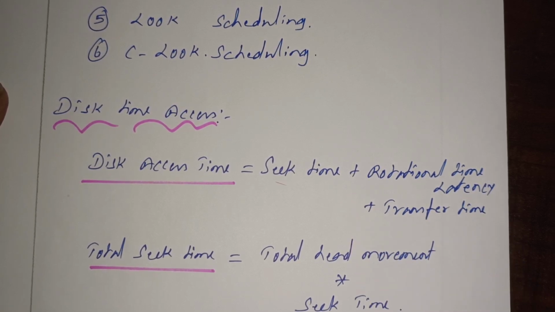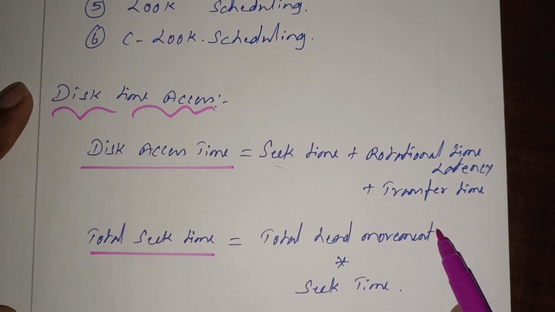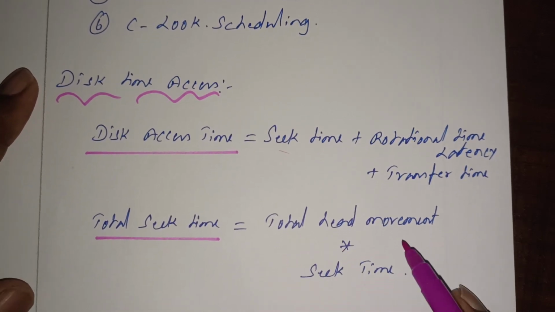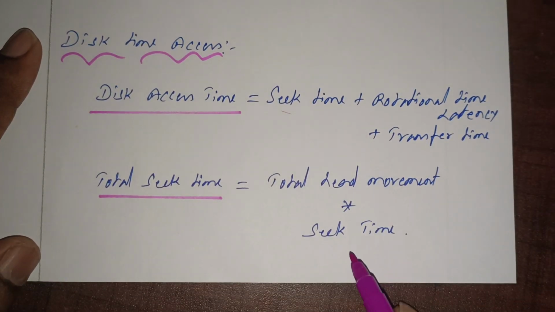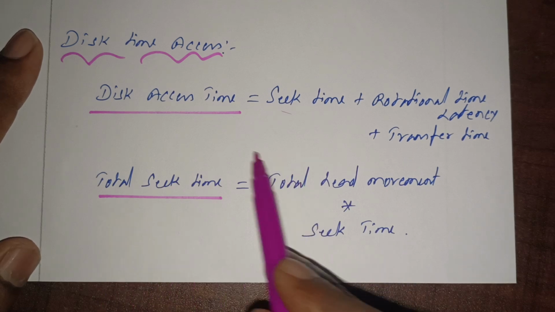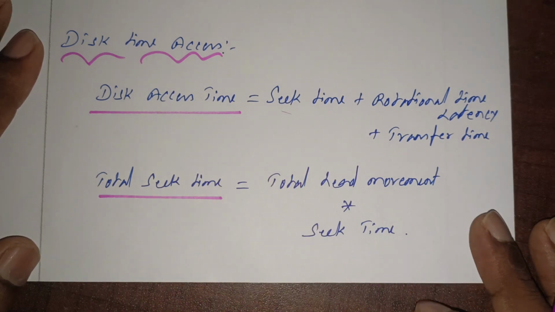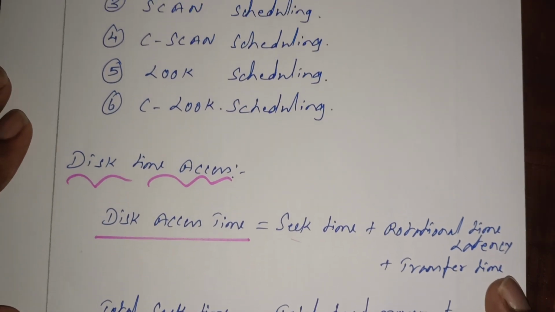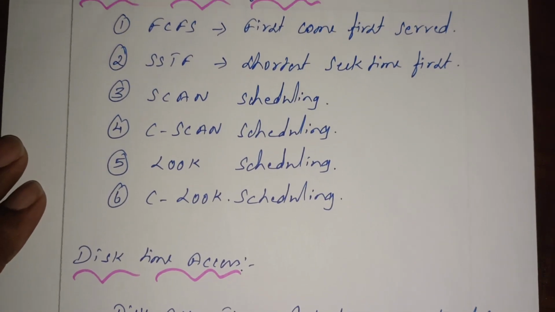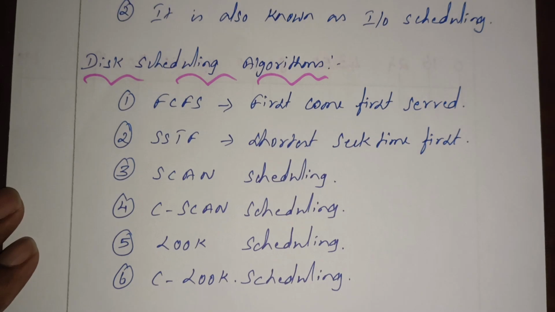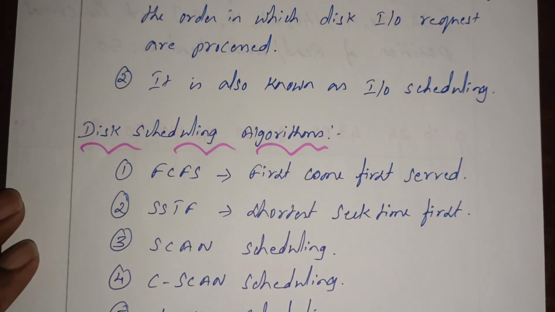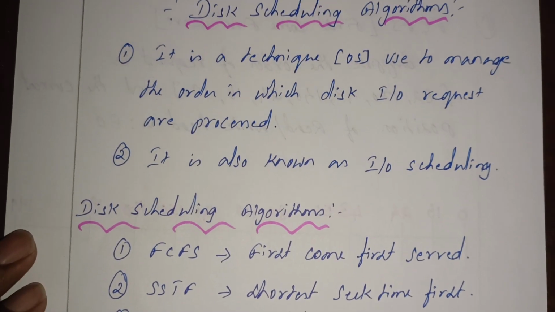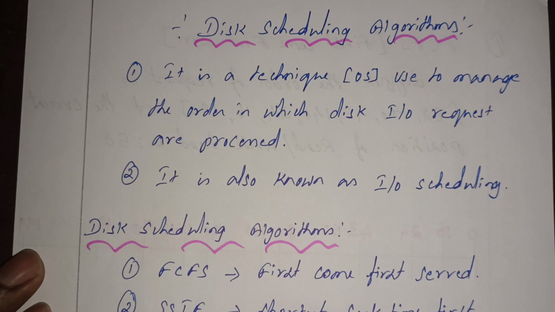Right, so here we can see that total head movement multiplied by seek time gives the total seek time of any disk scheduling algorithm. We are going to see in depth all these scheduling algorithms one by one with some real-time examples, so that it will help you understand better what disk scheduling and its algorithms are. Thank you.